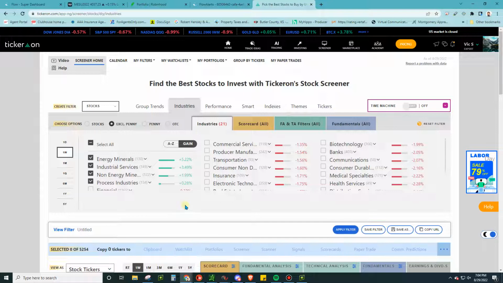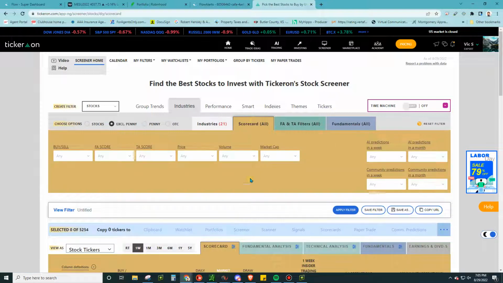I'm sure there are other ways to do this, but this has been working really well for me. Essentially, there's always a bull market somewhere, and this is what we're trying to do: find the bull market right now. It's energy, but since process industries just went green, we're going to throw it in there and see if something pops up.